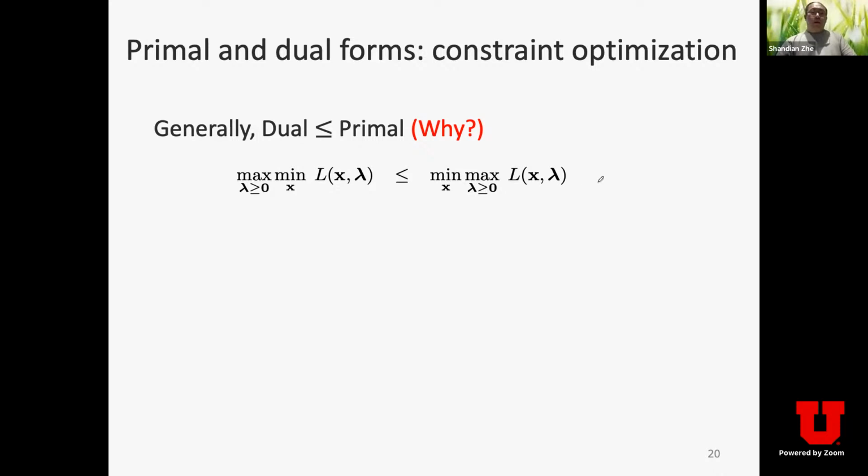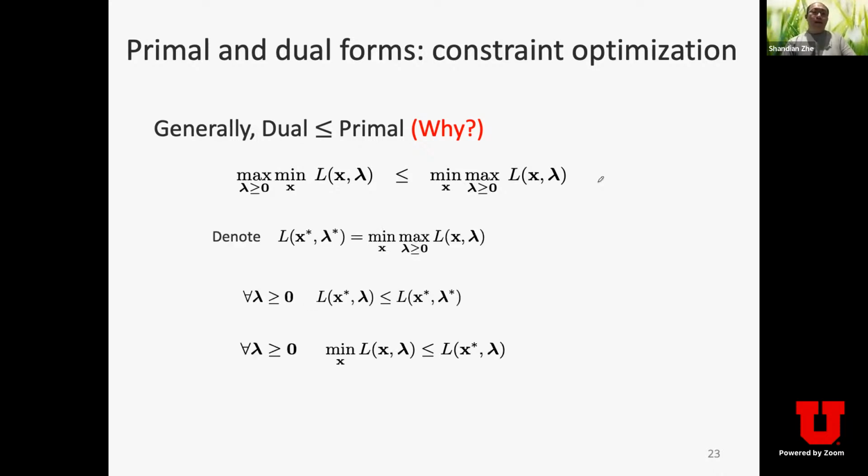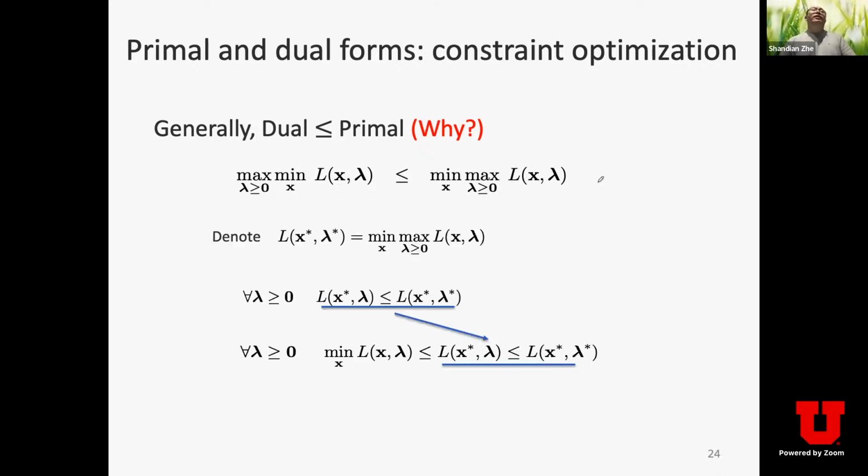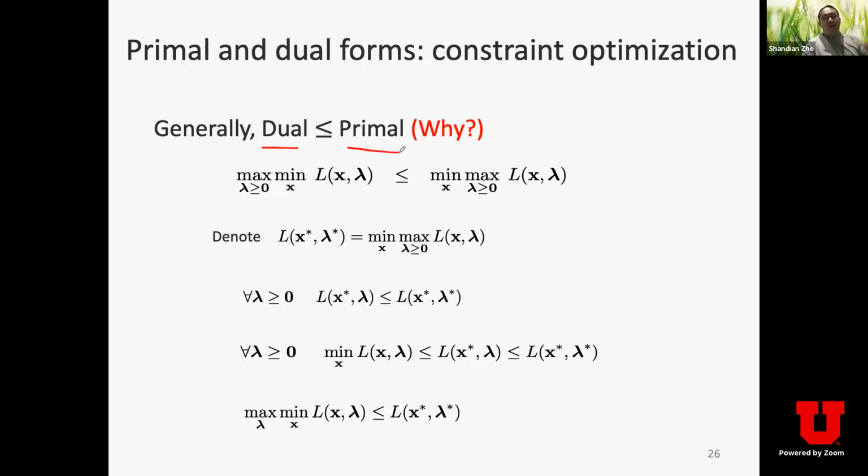The proof is not hard at all. Several inequalities, but we won't go through the details. We'll list the proof here as a reference for you. If you're interested and have enough time, you can take a look. But here is the conclusion: in general, the optimal function value of the dual will be less than or equal to the optimal function value of the primal.